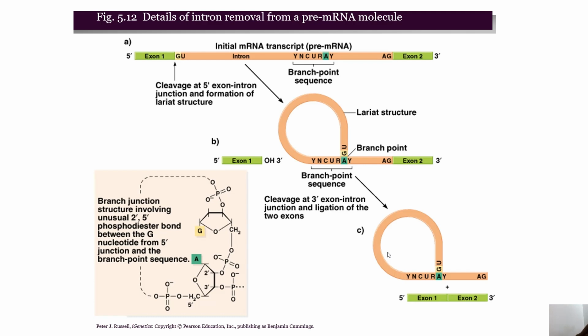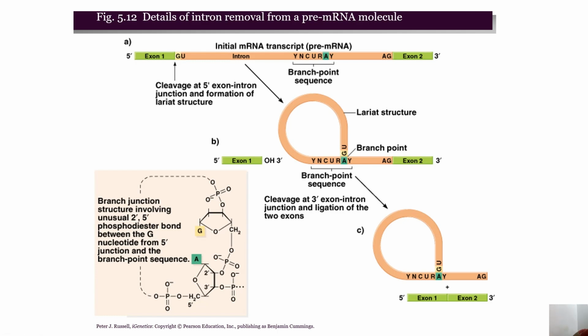So details of intron removal from pre-mRNA: cleavage at the 5' exon-intron junction and formation of the lariat structure. Then we see the branch point sequence. So you see the lariat structure is like this. This is the branch point sequence. And cleavage at the 3' exon-intron junction and ligation of the two exons.